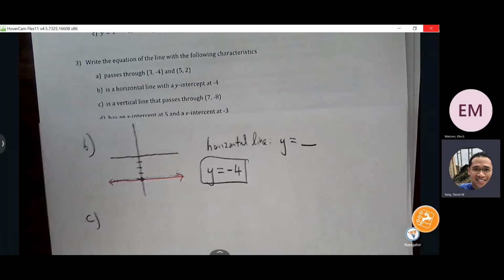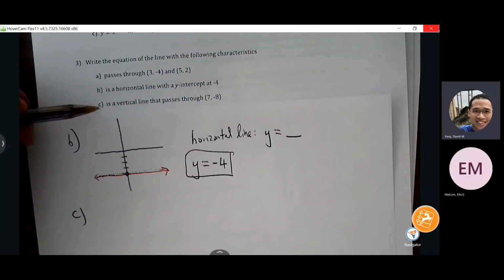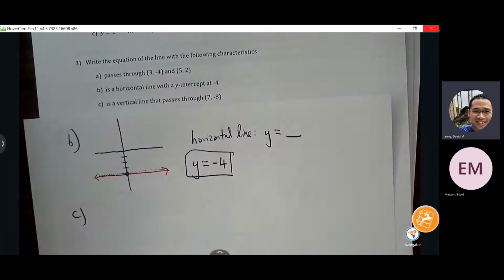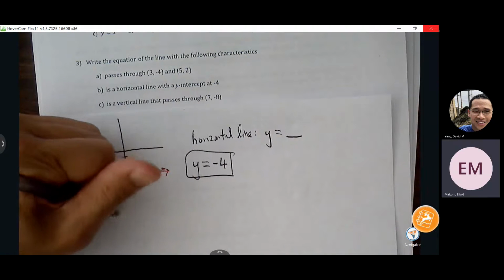So likewise, see if we can convince ourselves what the vertical line equation will look like. Okay, so a vertical line that passes through 7, -8.